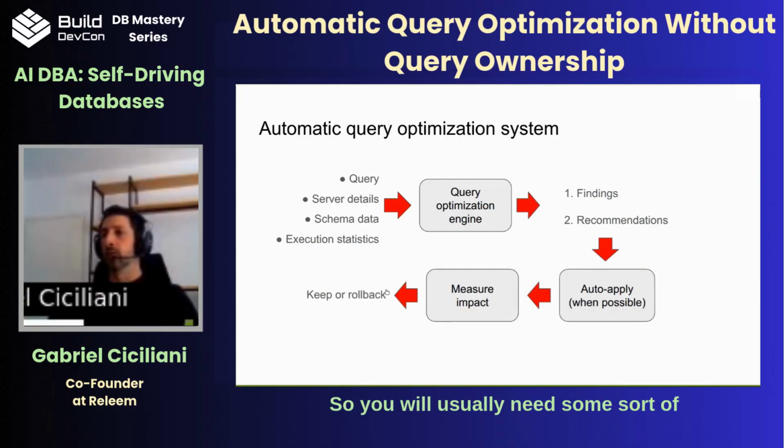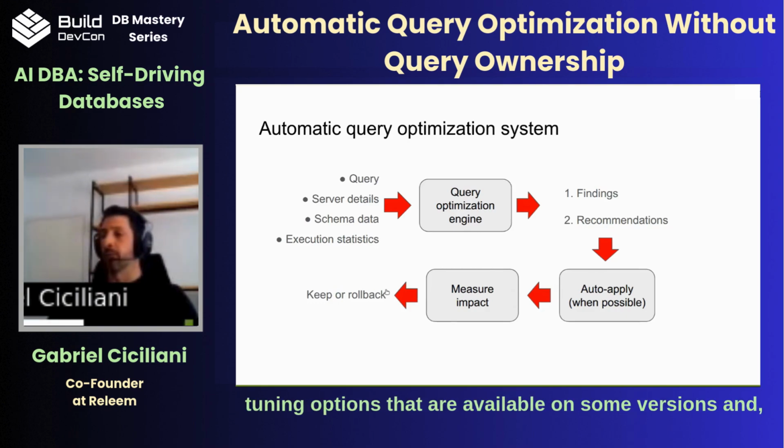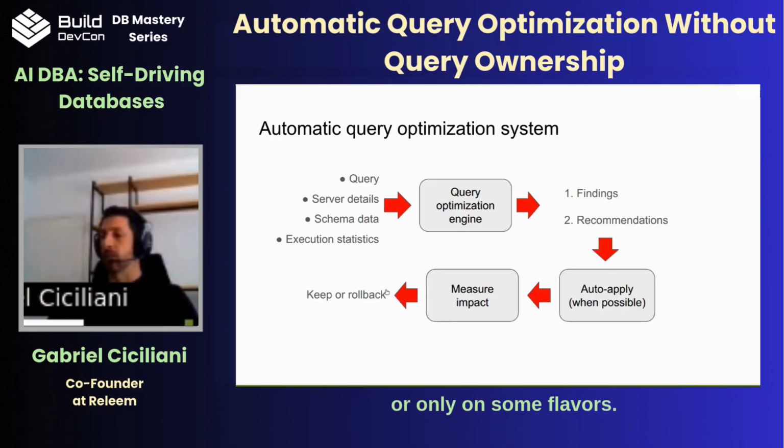So you will usually need some sort of agent or process to collect all the context that your optimization engine will need to optimize your query. So of course, the SQL itself, some server details. It's important to know versions and some flavors, because there might be tuning options that are available on some versions or only on some flavors. Schema data is also very important context.